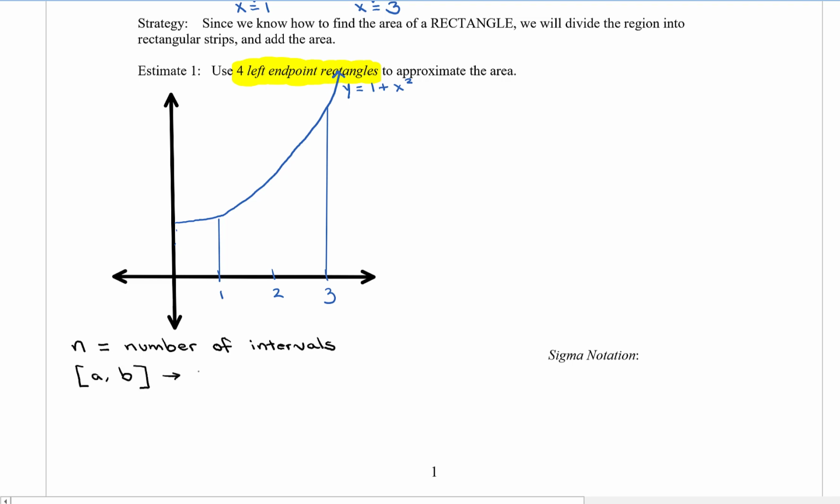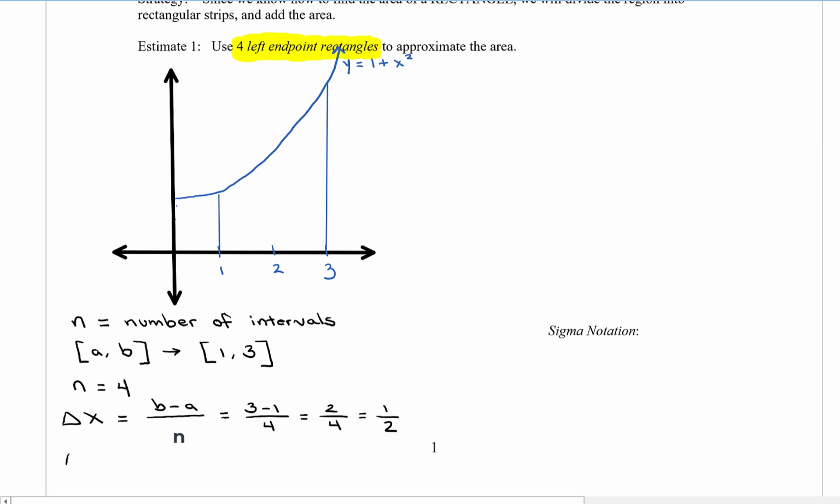And this is going to be within the closed interval of a and b, and for us, that closed interval is from 1 to 3. So n is equal to 4 because we're using 4 rectangles. I'm going to label my delta x, which represents the width of each one of these rectangles, as b minus a all divided by n. In this case, it's 3 minus 1 all divided by 4, which is 2 divided by 4, which reduces to 1/2, or another way to write that would be 0.5. So my delta x is equal to 1/2, which can also be written as 0.5.